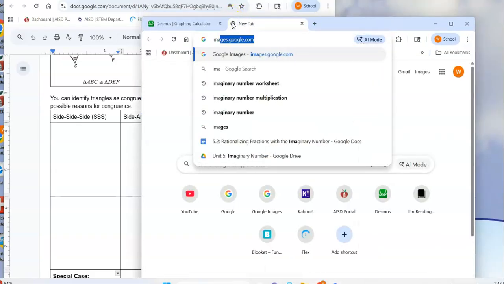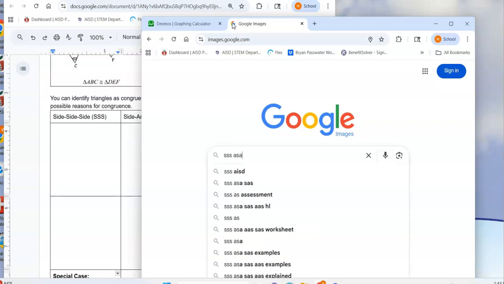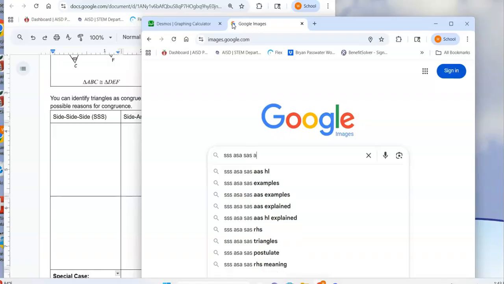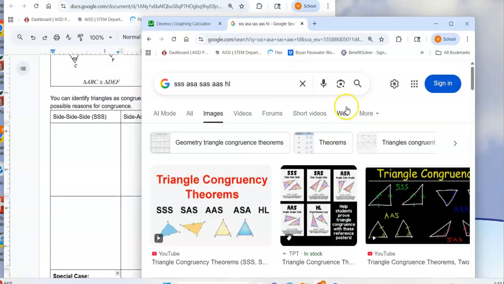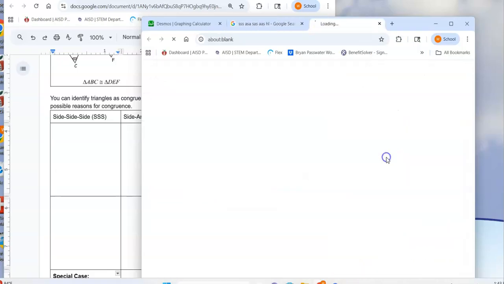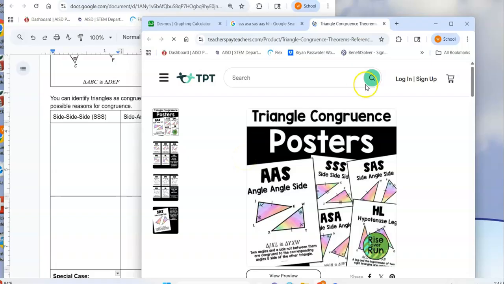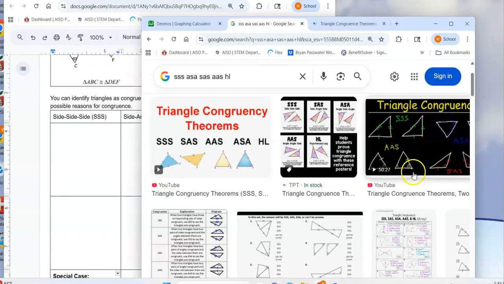Okay, I'm going to go to Google Images. I'm going to type in SSS, ASA, SAS, AAS, HL. That's a good looking one. That's not very helpful. Okay, let's find another good one.